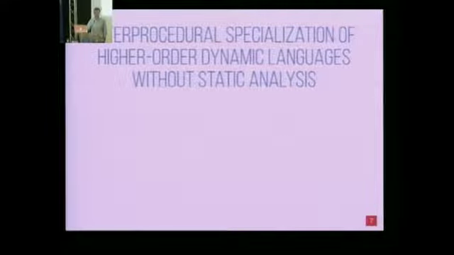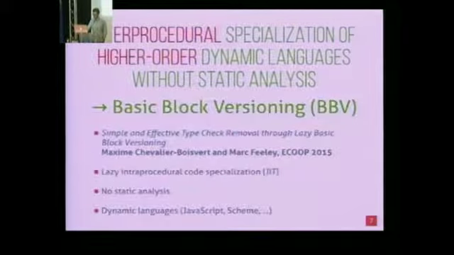So to summarize, what we want to do is add the possibility to the compiler to do interprocedural specialization of code. We want this technique to be able to work in the presence of higher order functions. We want the technique to work with dynamic languages. And finally, we don't want to use any static analysis.